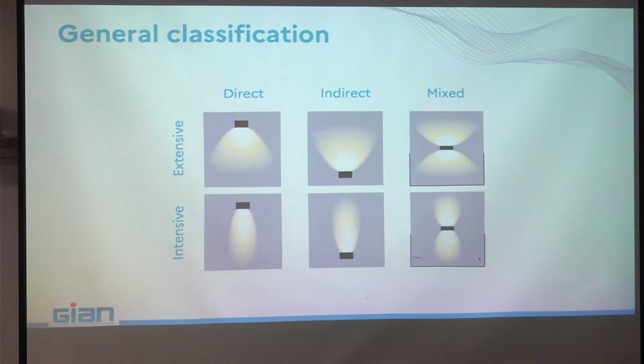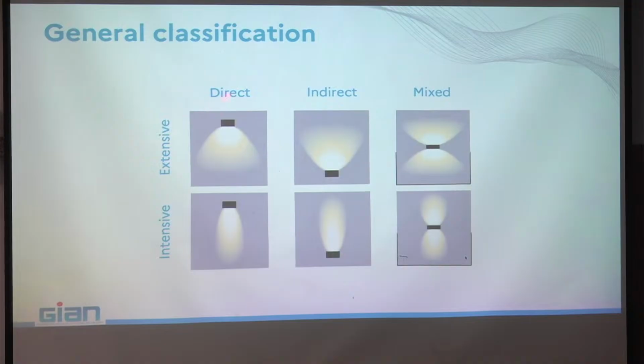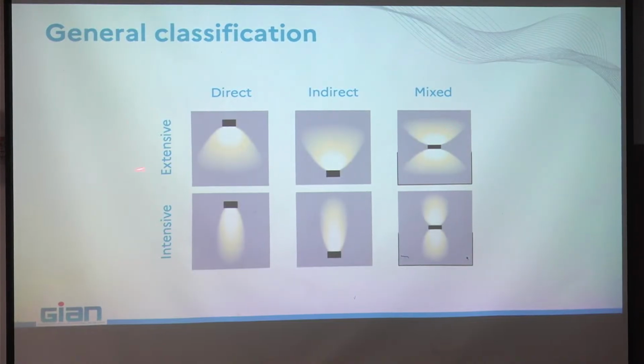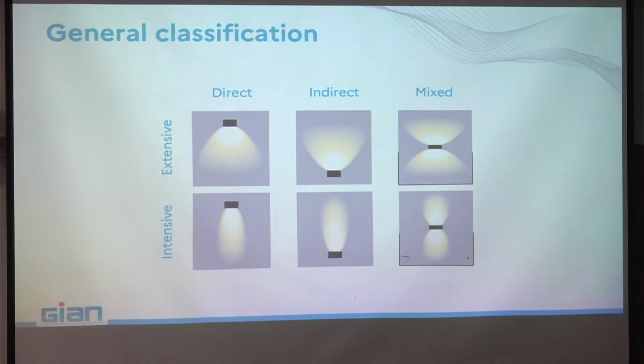This is a very general classification of the different fixtures. They can be direct, indirect or mixed, and they can be extensive or intensive. Extensive means that the beam coming out from the luminaire is rather large. Intensive means the beam is more like a projector.